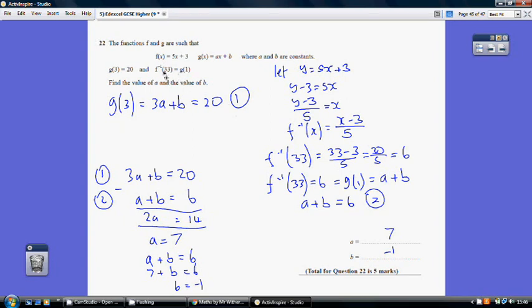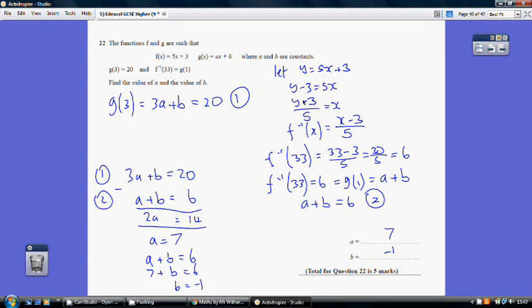That is my equation number 1 that I'm going to come back to shortly. Now my second fact is that the inverse function of f, when I put 33 into this, equals 1 going into the g function. So I'm going to be dealing with the inverse of the f function. So I need to work out what the inverse function of f is. So we need to change the subject. So let's just set it up with y equaling 5x plus 3 and rearrange this to make x the subject. So taking away 3 from both sides, dividing by 5, I get x equaling y minus 3 over 5.